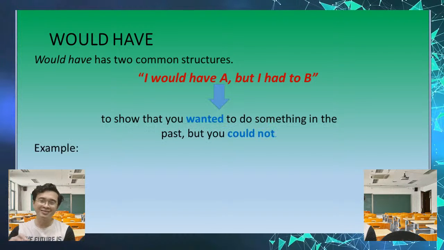Again, here, I would have A, but I had to B. We use this to show that you wanted to do something in the past, but you could not. Maybe because there was a problem, and it was your decision to do it, but something stopped you from doing it. So you can use would there.